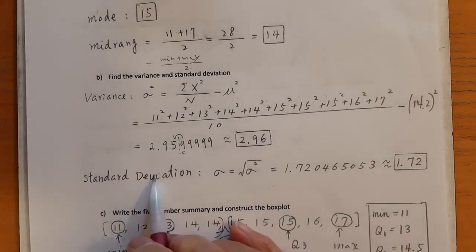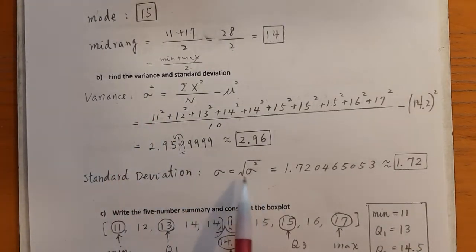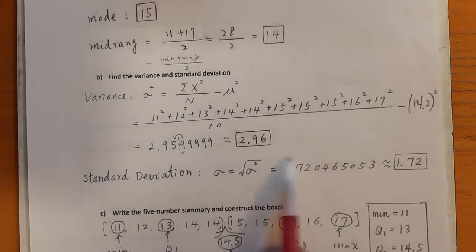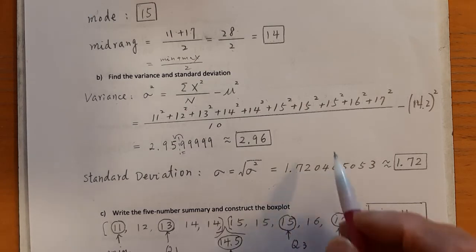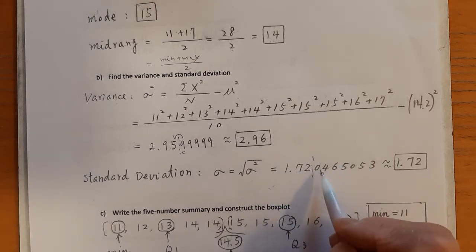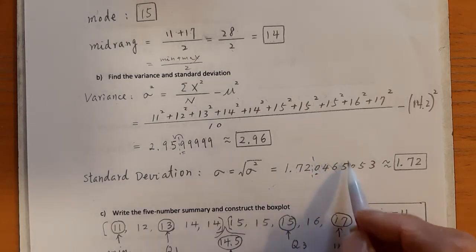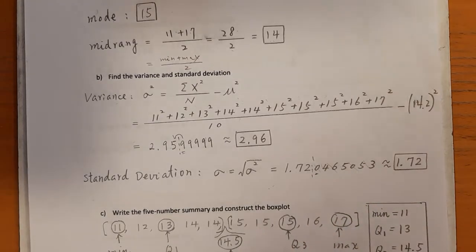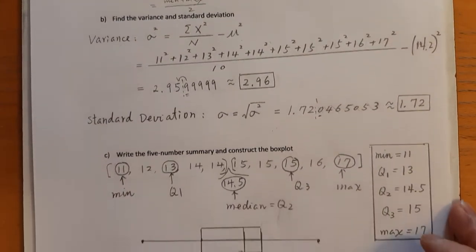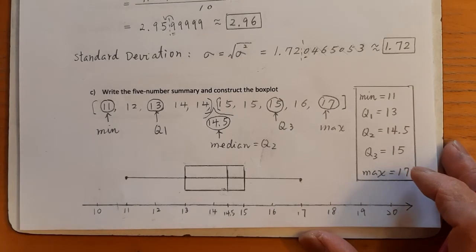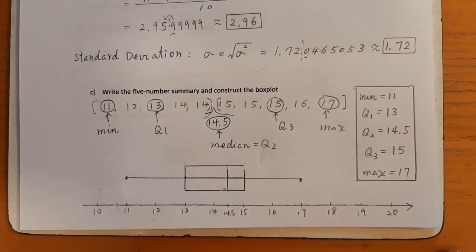Then the standard deviation is the variance, take the square root. Variance is this, and you take the square root. You got 1.72, and the last digit is a 0, so you truncate. So you get 1.72. And now write the 5-number summary and draw the box plot.